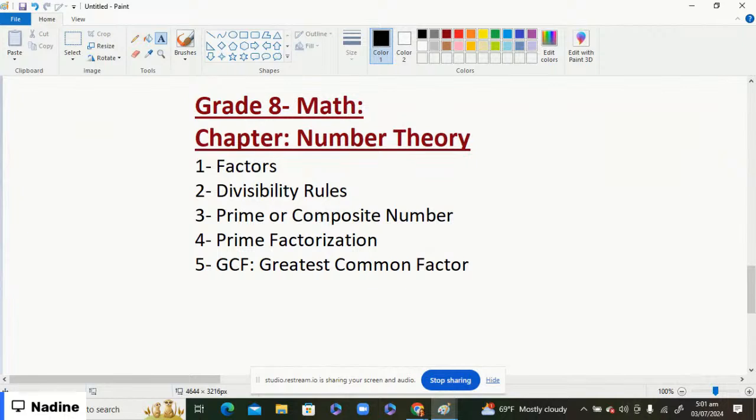So, today we discuss the chapter that is number theory, and here is the list of the lessons: factors, divisibility rules, prime or composite numbers, prime factorizations, and GCF, that is the greatest common factor. So, we can discuss all the lessons one by one.